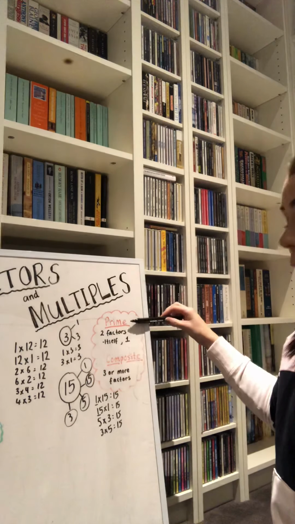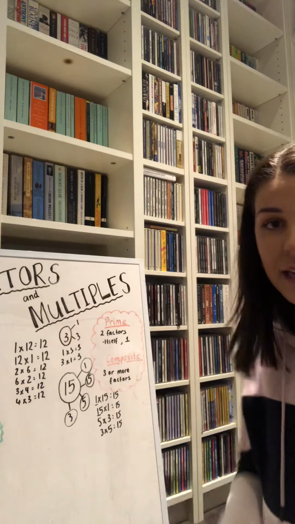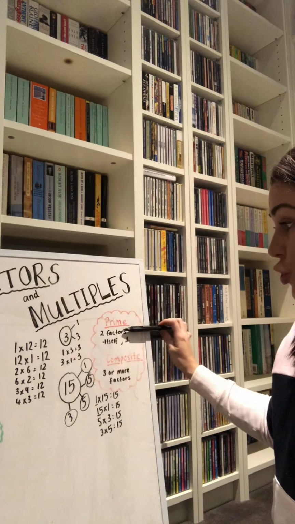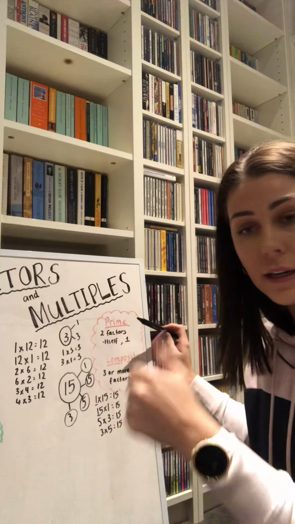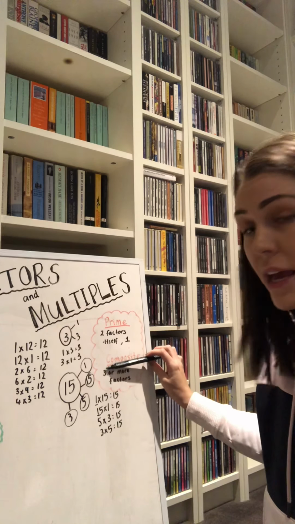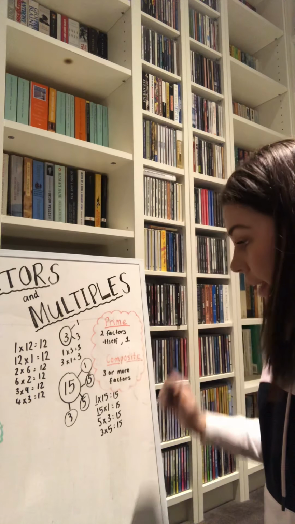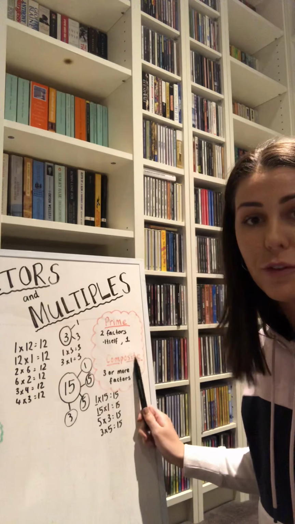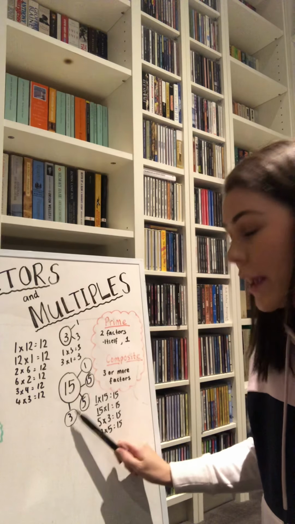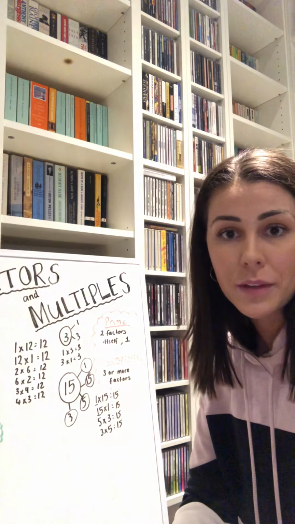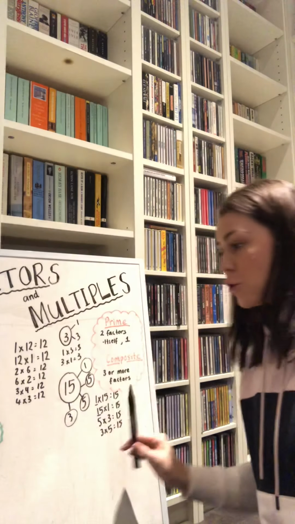So would that be a prime number or a composite number? Remember, prime only has 2 factors, itself and 1. A composite has 3 or more. Okay, so 15 would be an example of a composite number. It has 1, 2, 3, 4 factors. All right, let's jump down to multiples.